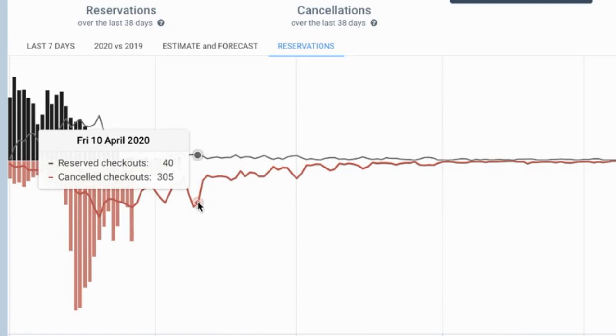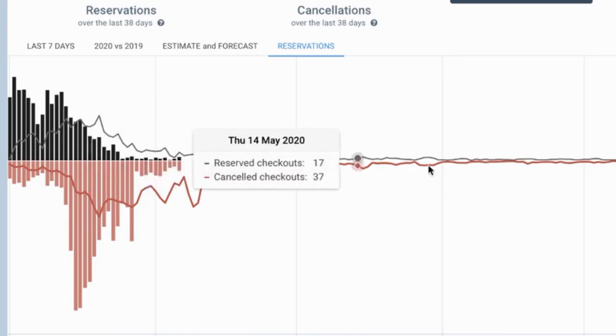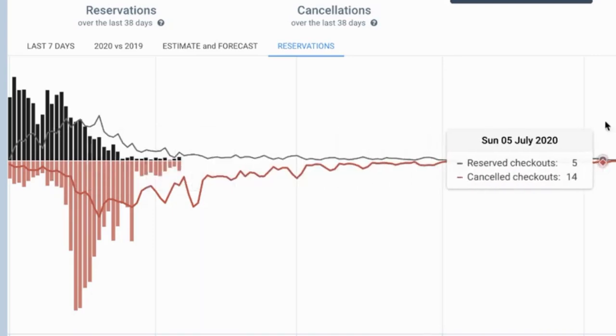April. And why April? Because this year we have Easter weekend, which will fit from the 10th to the 13th, and we can see that most of the cancels impacts the Easter weekend. And then for the future, nothing.